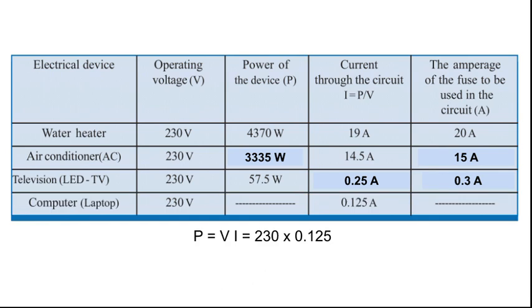Now computer, laptop, operating voltage is 230, power is not given, current is given to be 0.125 ampere. What will be the amperage of fuse to be used, and what is the power of this device? Power can be calculated as VI equal to 230 into 0.125, that is 23 into 1.25 equal to 28.75 watts. Now, what must be the amperage of fuse used? Here, 10th place, we have 0.1. So, the amperage of fuse wire to be used will be 0.2. A 0.2 ampere fuse wire must be used in the circuit.